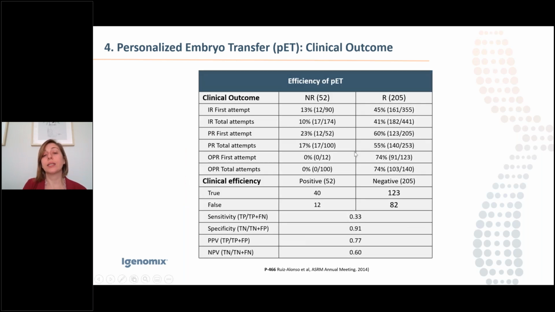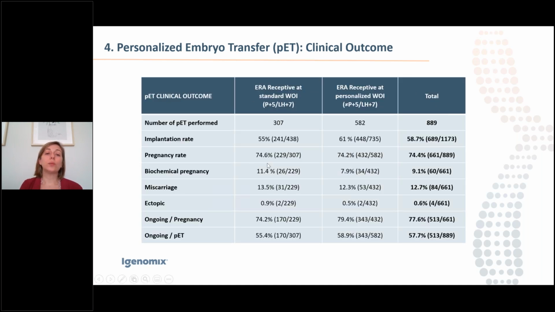So we increased the sample size to do this second study by analyzing the clinical outcome after transferring a non-receptive endometrium for 52 patients and after transferring a receptive endometrium for 205 patients. As you can see here, we can find a similar comparison. For the implantation rate at first attempt, non-receptive patients had 13%, while when transferring at the receptive day, we obtained 45% of implantation rate. Similar for pregnancy rate at the first attempt, 23% of patients achieve pregnancy after transferring in a non-receptive endometrium, while if we transfer in the receptive endometrium, 60% of them reach a successful pregnancy.